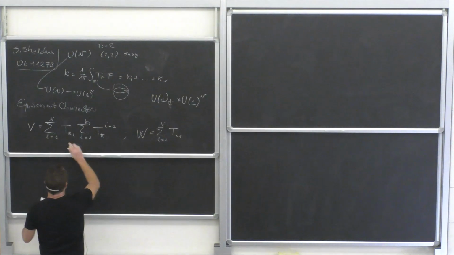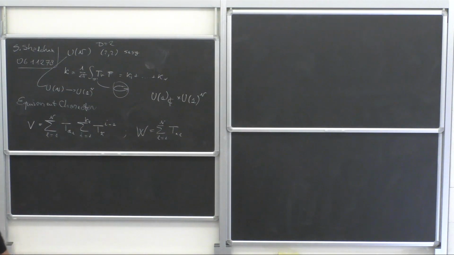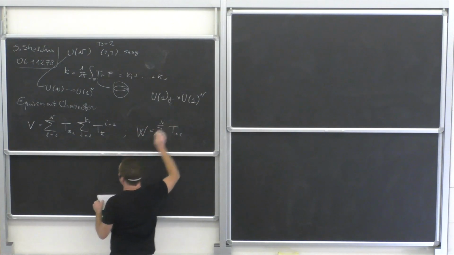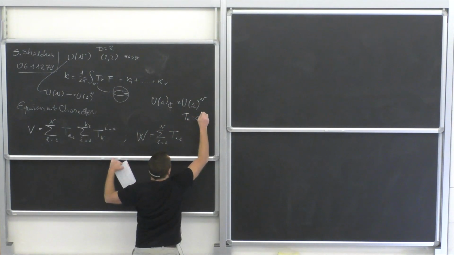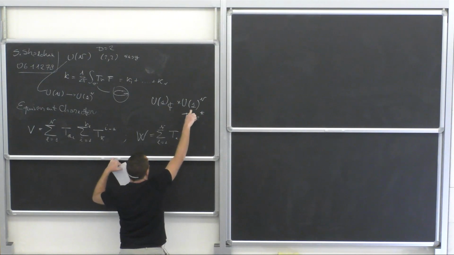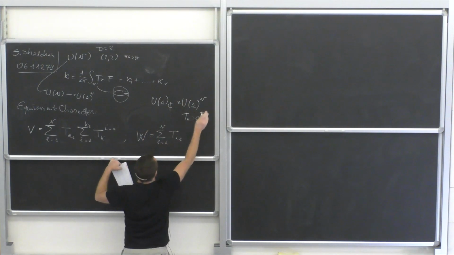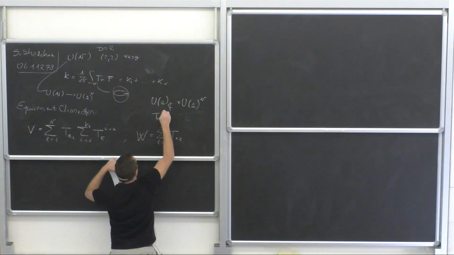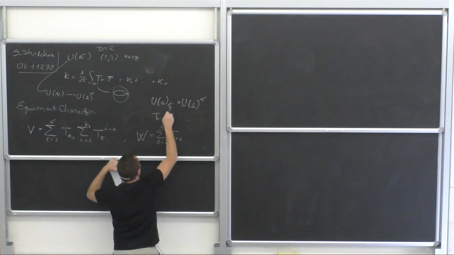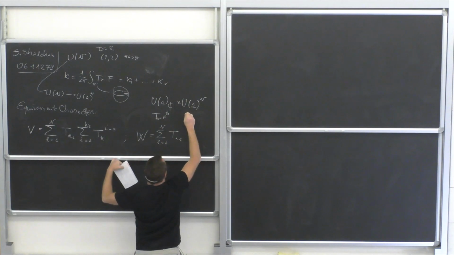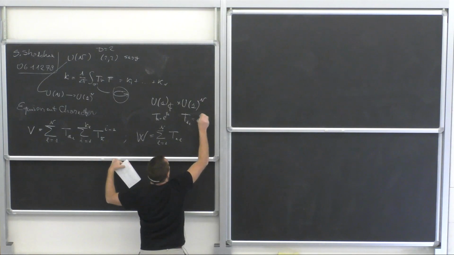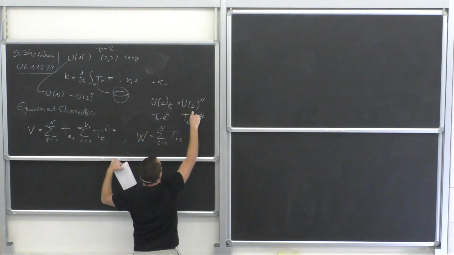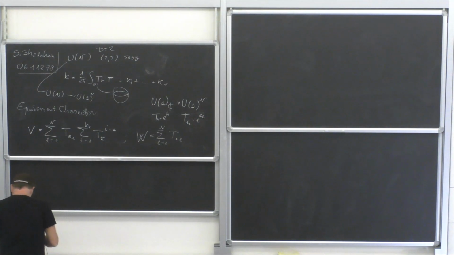Where these T are the exponential coordinates of the group action. TH bar is the exponential coordinate for this group, and TAL are the exponential coordinates for the Cartan of the gauge group.